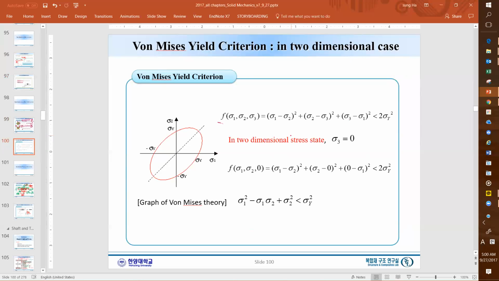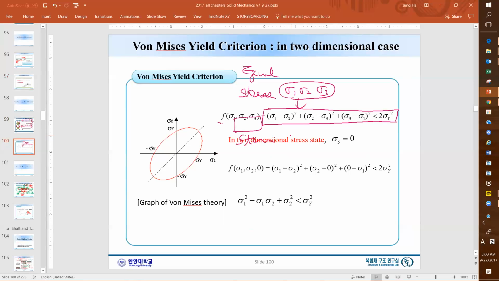This is the von Mises theory. This function on the left-hand side should be less than twice the sigma yield, okay? So these are all the stresses, sigma 1, sigma 2, and sigma 3, which you will calculate from the equilibrium, stress and strain relations and geometric compatibility, and these should be below sigma yield.